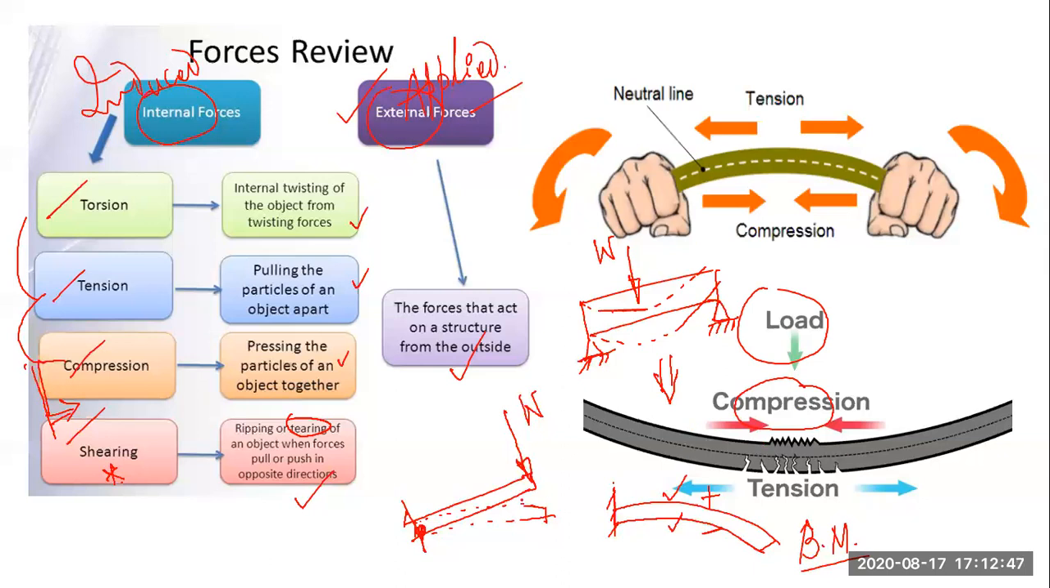Now the reverse of the last case. In this case, the upper portion is under tension and the lower portion is under compression. Here, the upper portion is compression and the lower portion is tension. So the bending moment produced in this beam and the bending moment produced in this beam are opposite in direction, and their turning effect is also reversed.